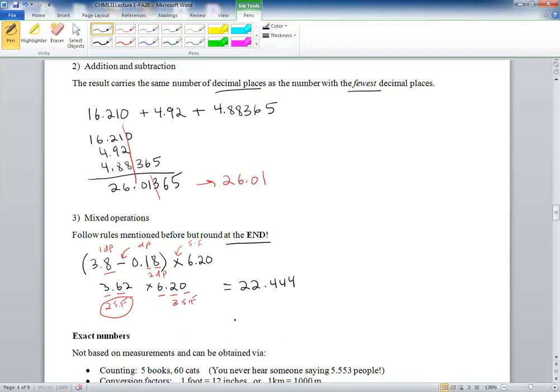So we get 22.444. But remember what I said, we need only 2 significant figures. So that means we have to stop at this 2 right here. Well, what comes after it is a 4. Therefore, it stays the same. So then our final answer is 22.